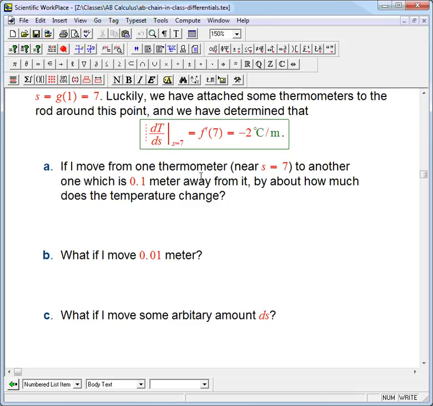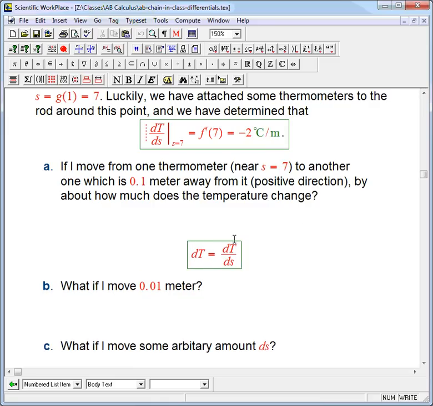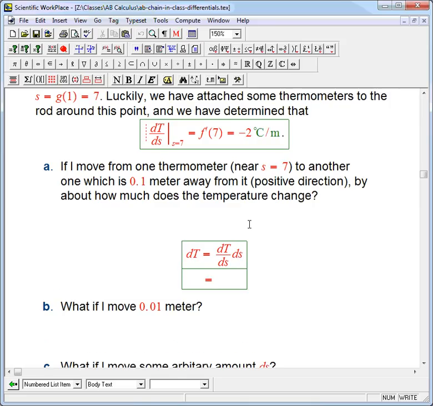Okay. So if I look at one thermometer in this region near s equals 7, where this data is given, to another one which is 0.1 meter, let's say, away from it in the positive direction. I forgot to put that in there to be definite. Then by how much does the temperature change? Oh, we've got a notation for that. That's dT. That's equal to how sensitive the temperature is to a change in position, a derivative, times ds, and we just said what that was. So it's going to be minus 2 times 0.1, which is minus 0.2 degrees Celsius.